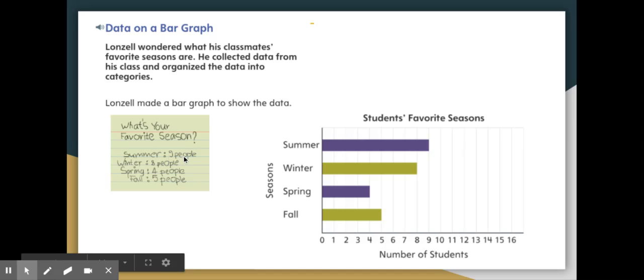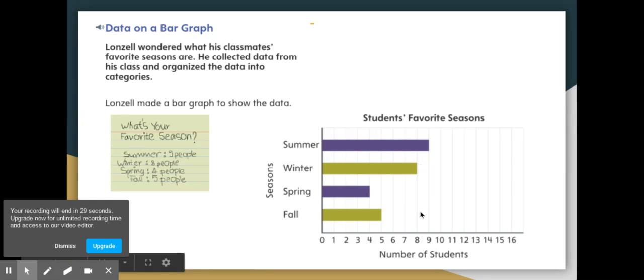He said summer, 9 people. Let's look at summer up here. Yes, that goes to 9. Winter, 8 people. Yes, that goes to 8. Spring is 4 people. So spring goes over to 4. Fall is 5 people. That goes over to 5.